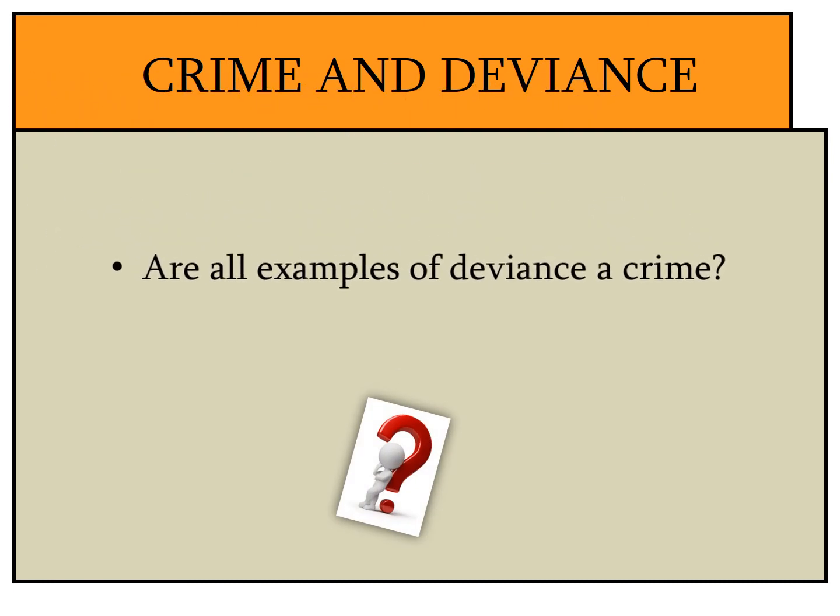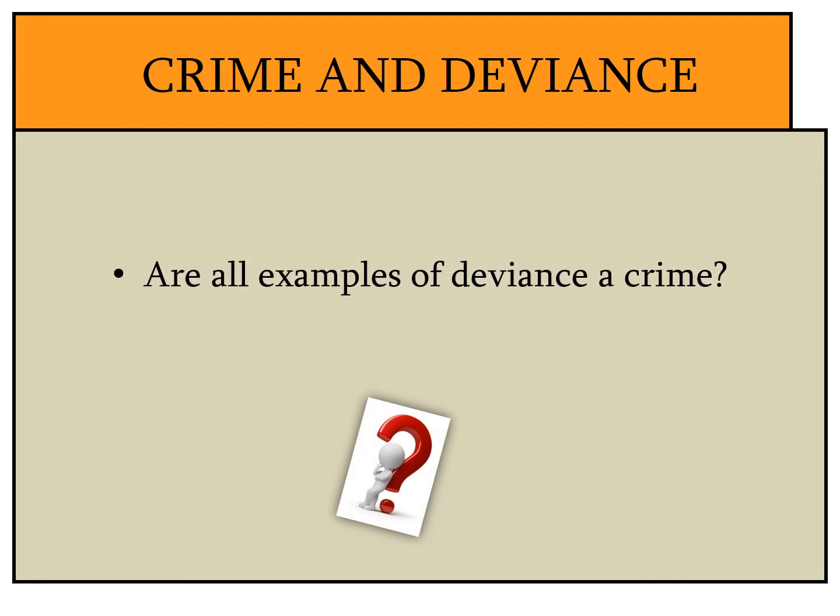All right, now in the last section of our presentation here, we're going to talk about crime and deviance. And again, one of the questions I want you to think about is, are all examples of deviance a crime? I want you to think about that. Now, you should know by now that not all examples of deviance are criminal, right?